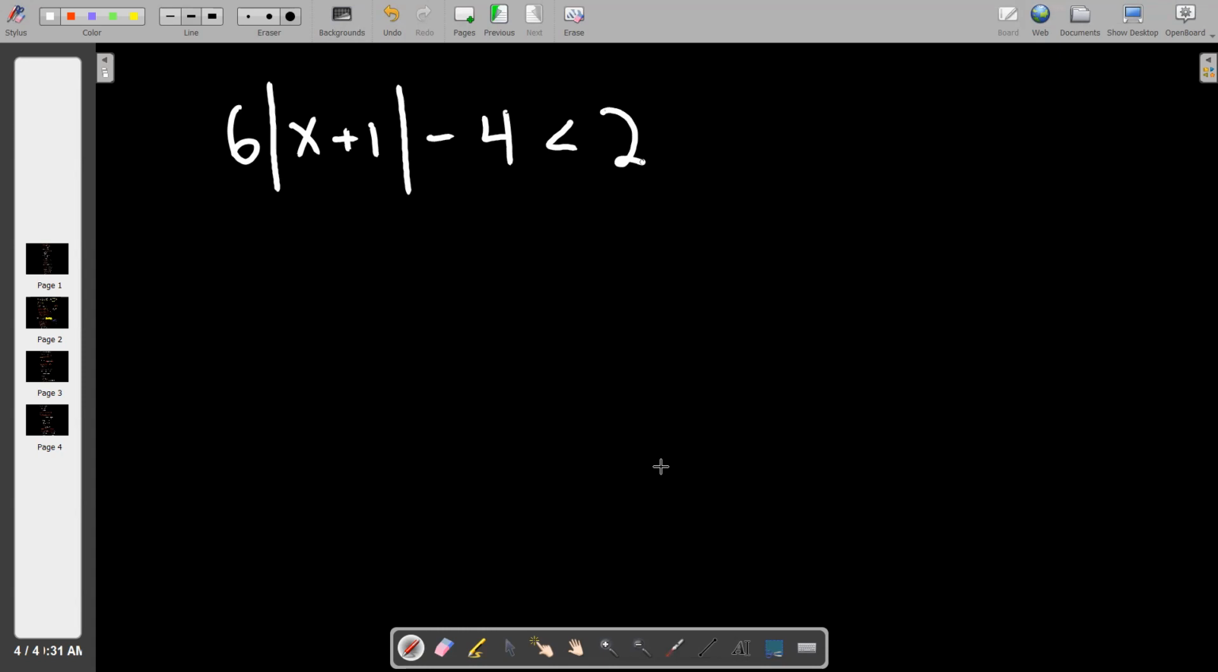Add 4, right? Divide by 6. We're not in the past judgment stage yet. We're not in the is it a splitter or a squisher. We're not there. So if I add 4 to both sides, I'm left with 6 times the thing that I'm trying to get by itself is still less than 2 plus 4, which is 6. Next step.